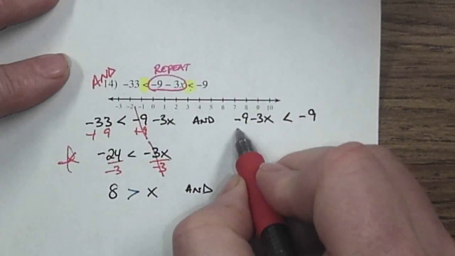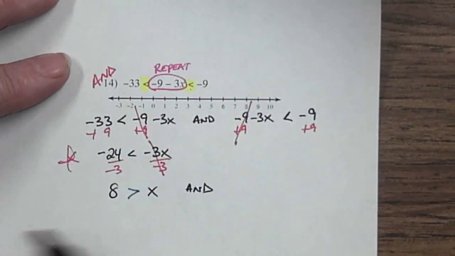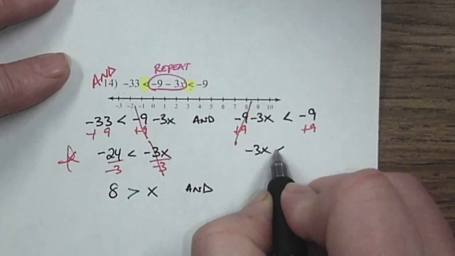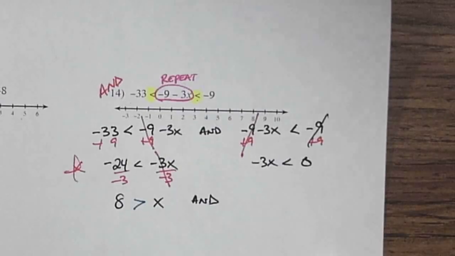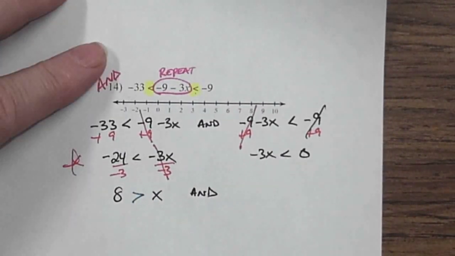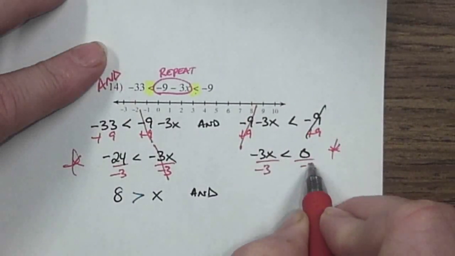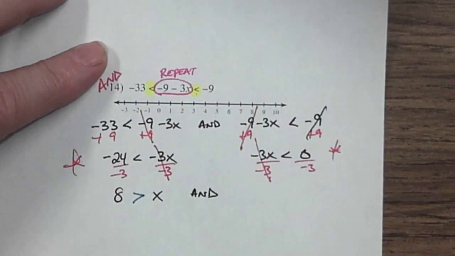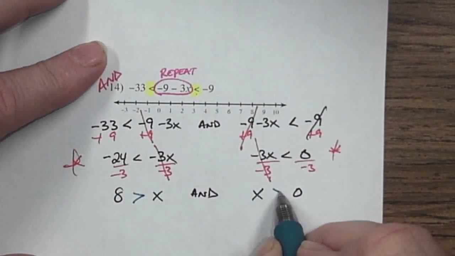Now let's go over here and solve this. We're going to add 9. Oh, I like that. We get negative 3x less than 0. That cancels out to 0. Some people have asked me, what do I do with that? Well, 0 is a number too. Now we divide by negative 3. Boom. So we have x, this will be 0, and we flip that one around.